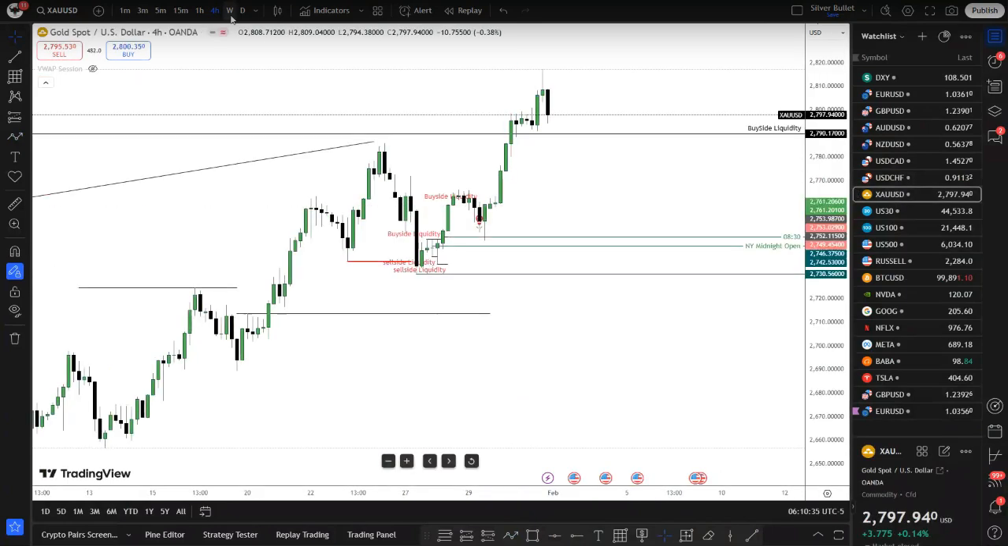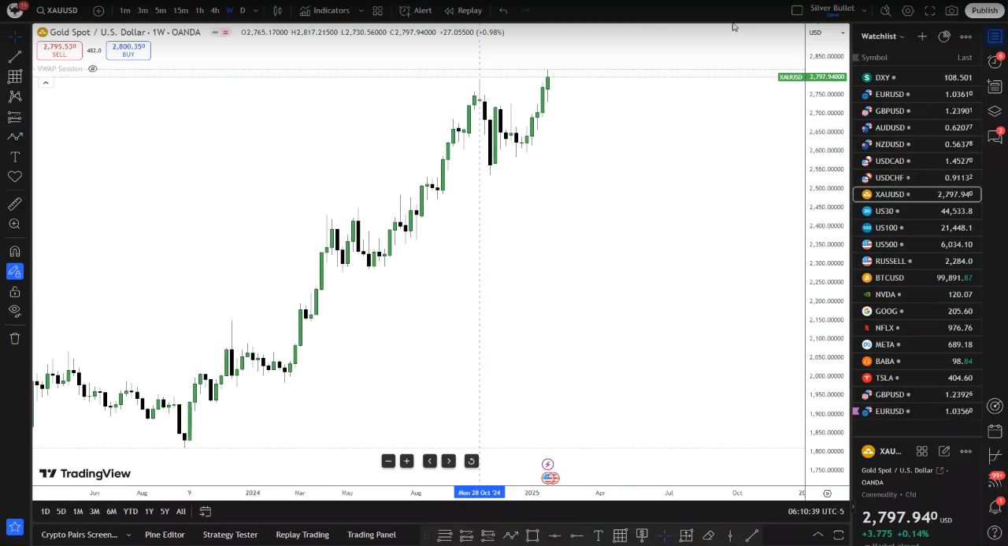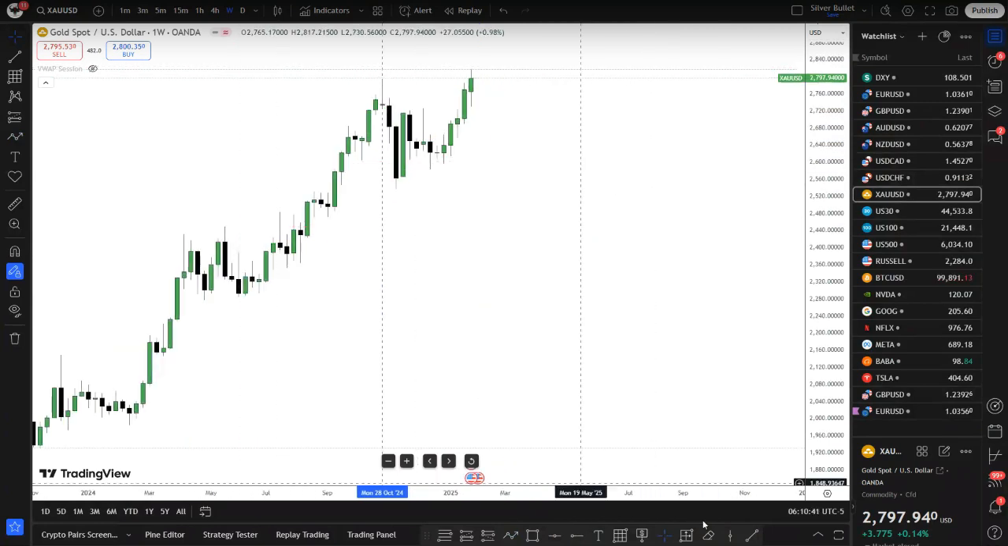Gold, we are heavily bullish, guys. We've seen this so many times, where gold is bullish as well as DXY bullish at the same time. Yes, we've seen this over and over, so there's no need to debate about it anymore.